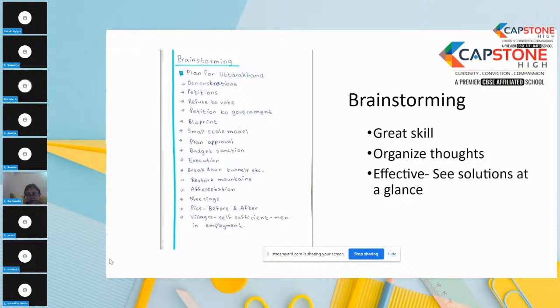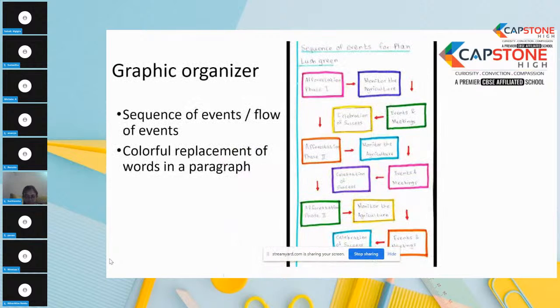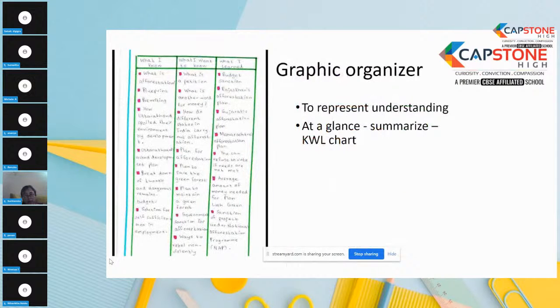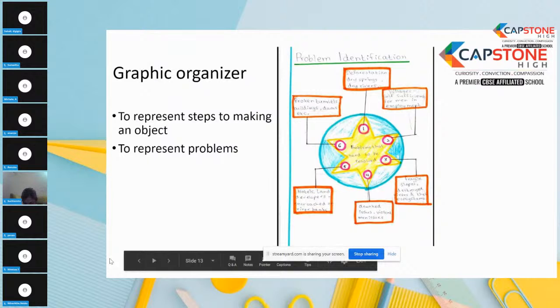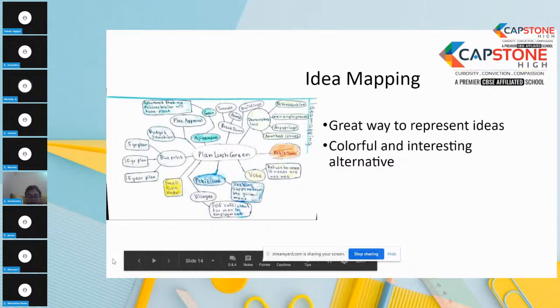I learned brainstorming, which I thought was a great skill as I could organize thoughts in an effective manner, as I could see all my solutions at a glance. I learned about many graphical organizers that helped me to organize my thoughts and ideas. I learned one graphic organizer to represent the sequence of events, to represent my understanding, and to represent making an object. I learned a new skill known as idea mapping, and I thought that it was a great way to represent ideas and a colorful and interesting alternative.